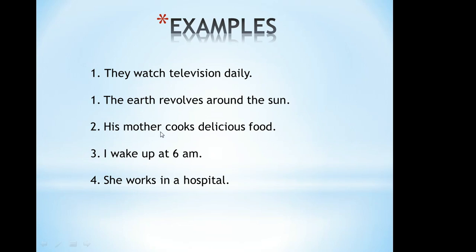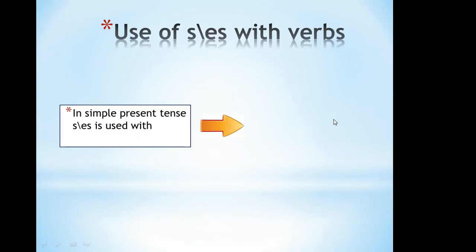His mother cooks delicious food. This is also a habit. You can say your likes or dislikes. So we are using simple present tense. Here his mother is subject, cooks is verb, and food is object. I wake up at 6 a.m. Now this is your daily routine, that you always wake up at 6 a.m. So when you talk about your daily routine, you use simple present tense. I is subject, wake up is verb, and 6 a.m. morning, you can say it's the time, it's an object. Okay, next is, sorry.